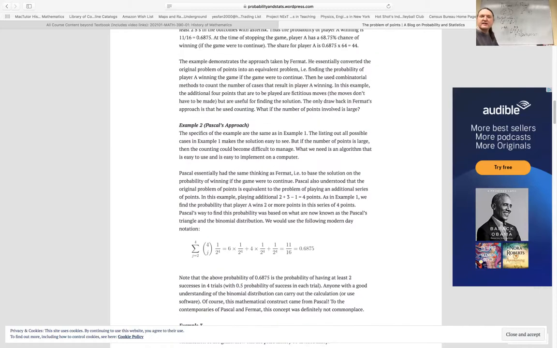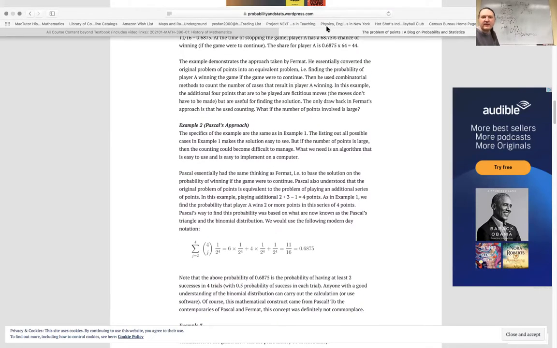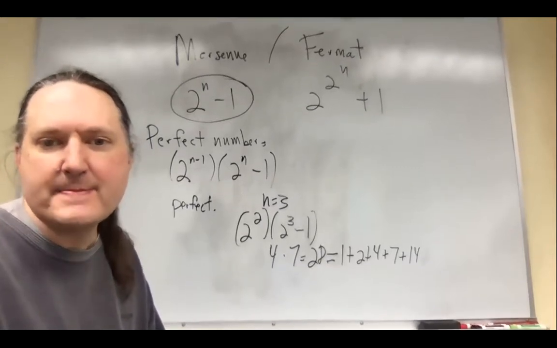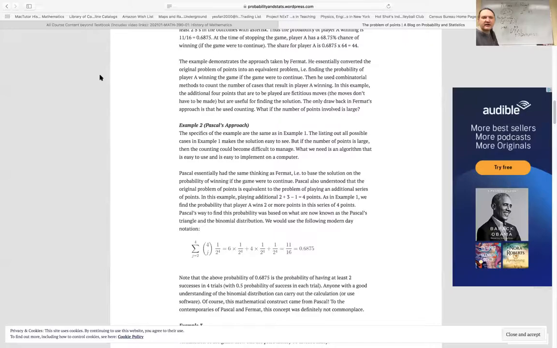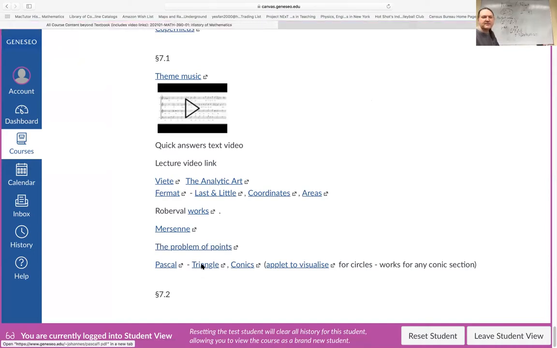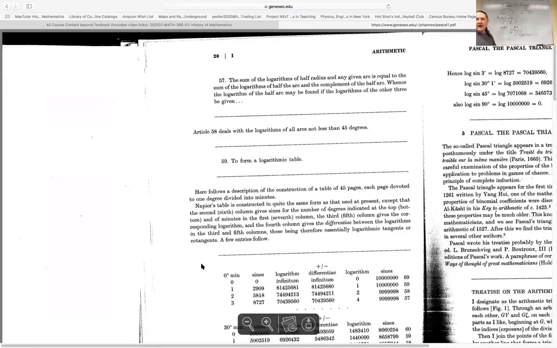So that's some of the ideas of the problem of points. And I hope that's a little more clear than Suzuki's explanation of that was. I felt he was kind of weak. All right. Did I look at Pascal? Yes, I did. I remember how he looked.